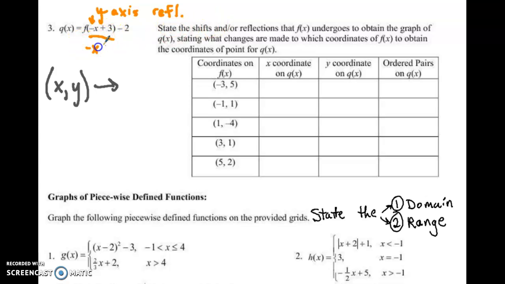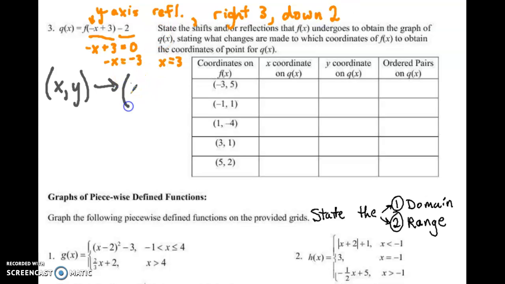Well, if you've been listening to my advice and setting it equal to 0, if you subtract 3 over and then divide by -1, you end up with x equaling 3, which is actually shifting right 3. And then this little piece right here, outside means it's up or down, negative means it's down 2. So what I'm getting at is, when you have a y-axis reflection like this, you can leave this thing that's in parentheses alone.